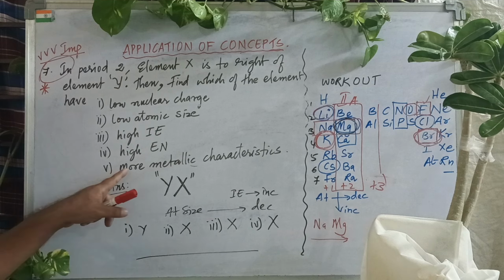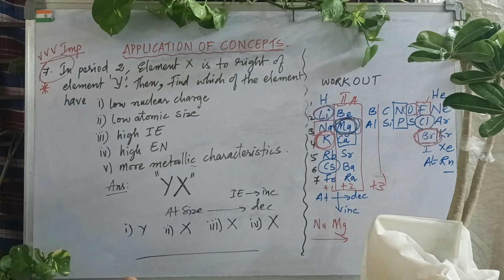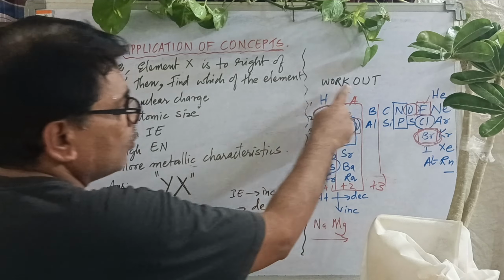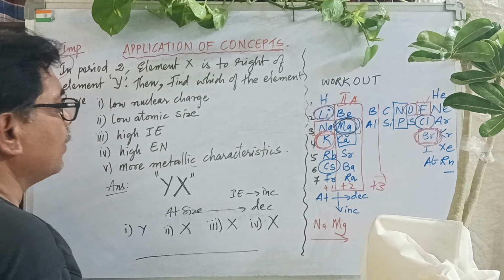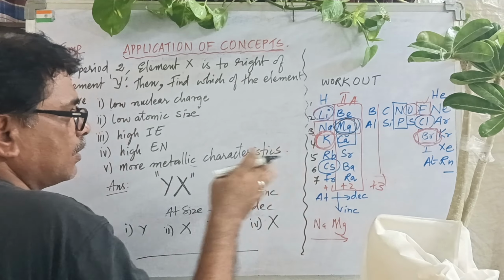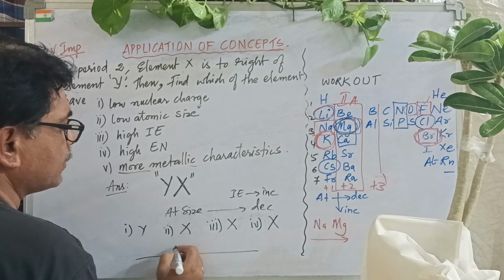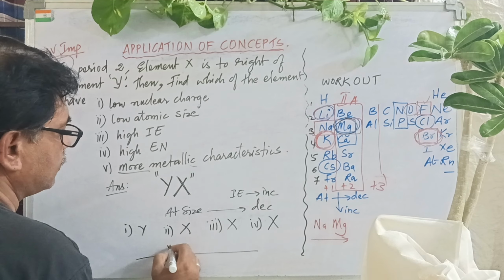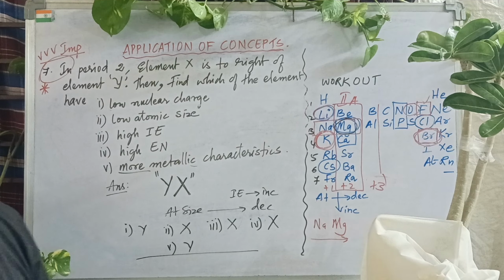One more is given: more metallic character. You remember that most metals in the periodic table are on the left side. If you go to the right, metallic character decreases; on the left side it is more. Therefore your last and final answer is Y. All answers are answered.